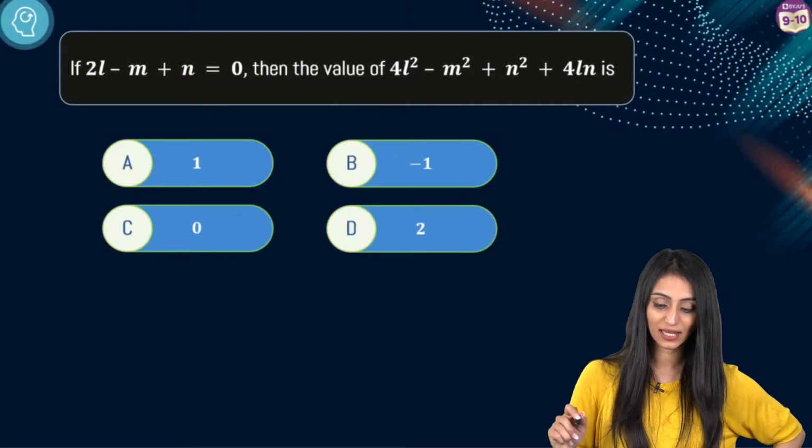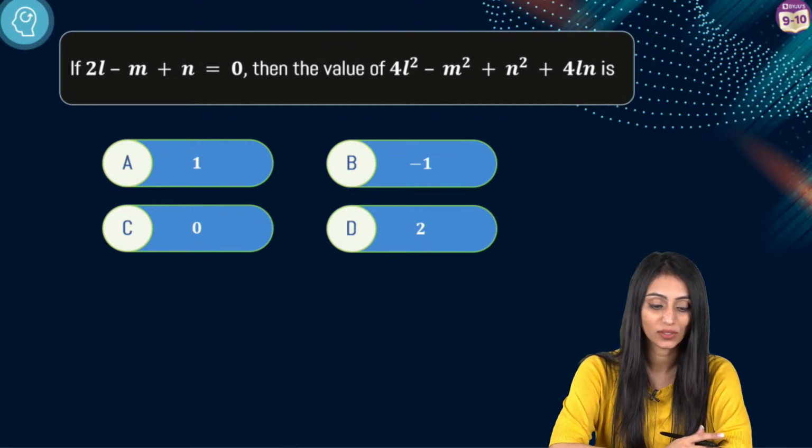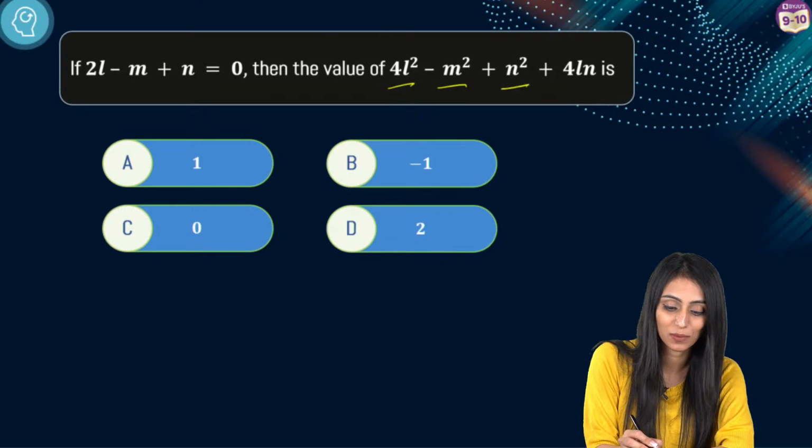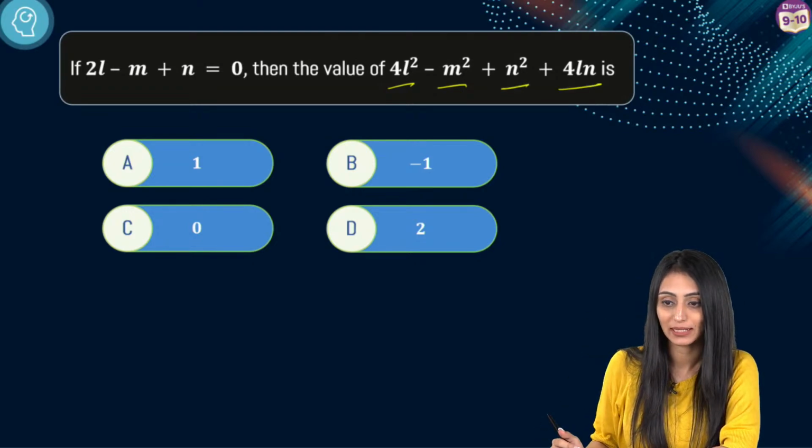Alright, let's move ahead. Let's take a look at question number 5 now. So if 2l minus m plus n is equal to 0, then the value of 4l square minus m square plus n square plus 4ln is. So we have to figure out its value, right? So what is the answer going to be?